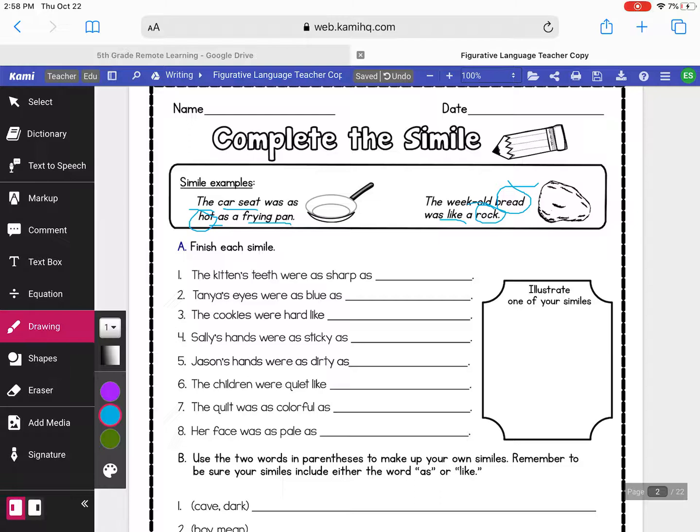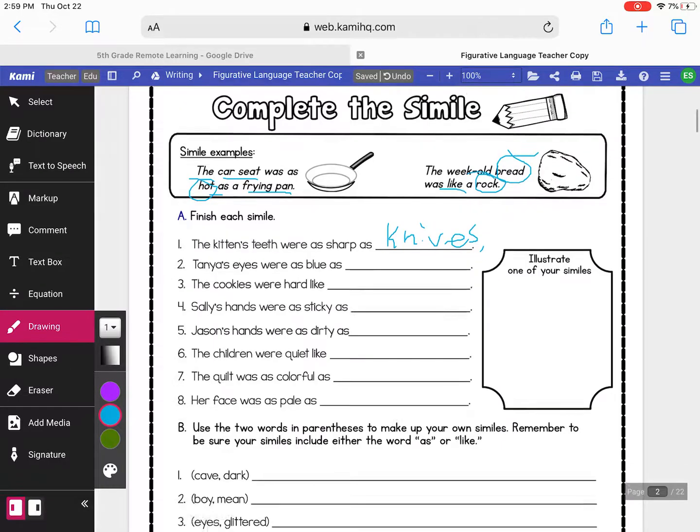Okay, then we have to finish each simile. The kitten's teeth were as sharp as, so we have to think of something that they're telling us the descriptive word, sharp. What's really sharp? Okay, we might think to ourselves, knives are really sharp. So you're going to put the word knives here. And then you're going to reread it because good writers reread what they wrote. The kitten's teeth were as sharp as knives. That makes sense. So make sure they all make sense.